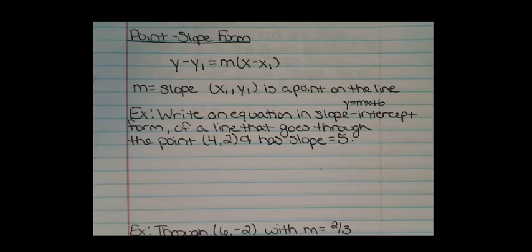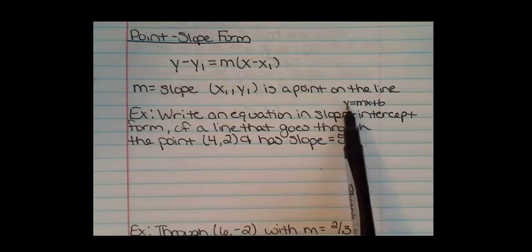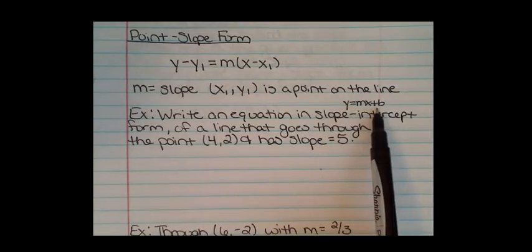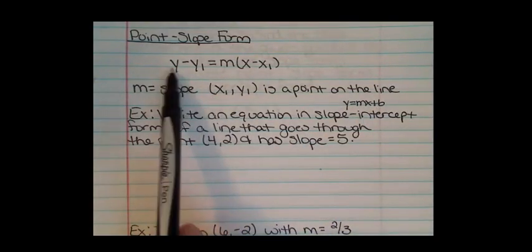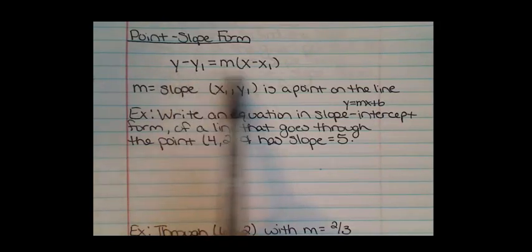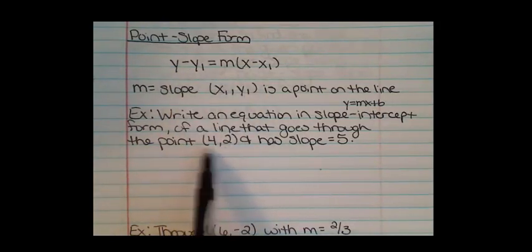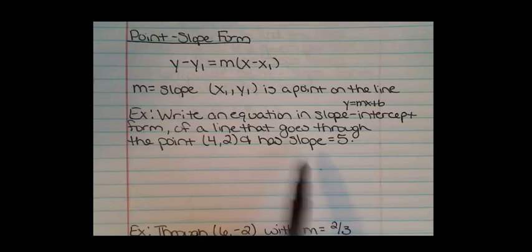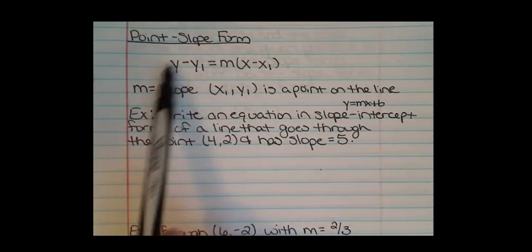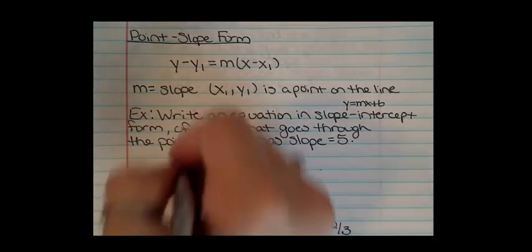Okay, so we have a point, but it's not the y-intercept, so we can't just go straight to this form. That's why we have to have this new form to use, this point-slope form. So we have some point on the line, and we have the slope. So we need to use this point-slope form. So we have y minus y1 equals m times x minus x1.